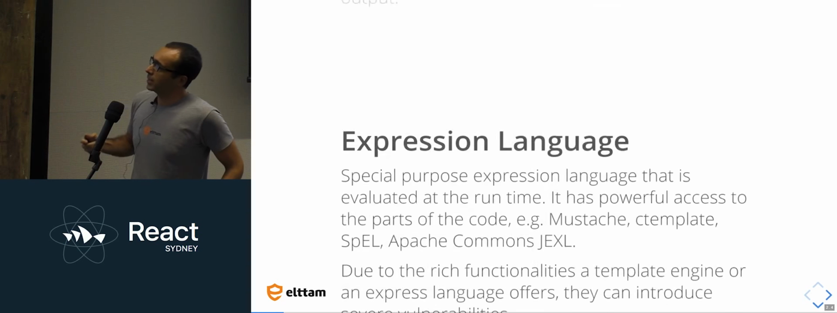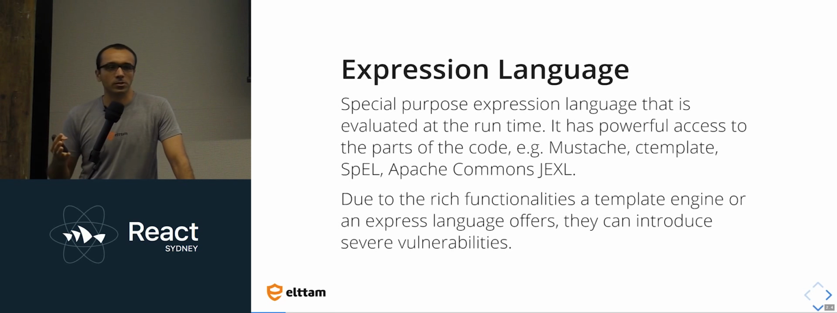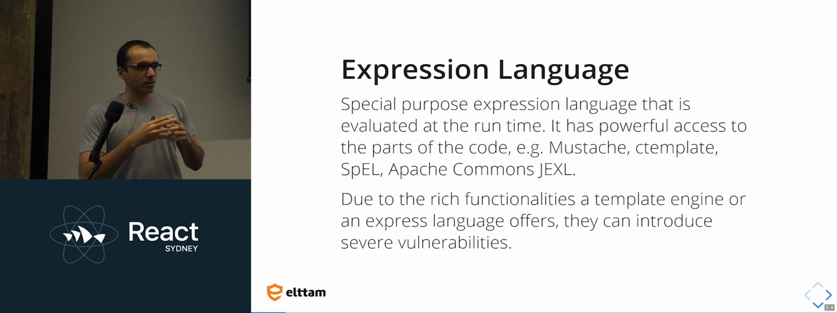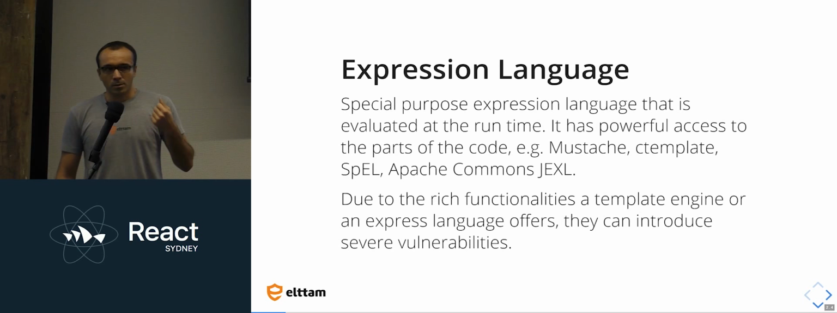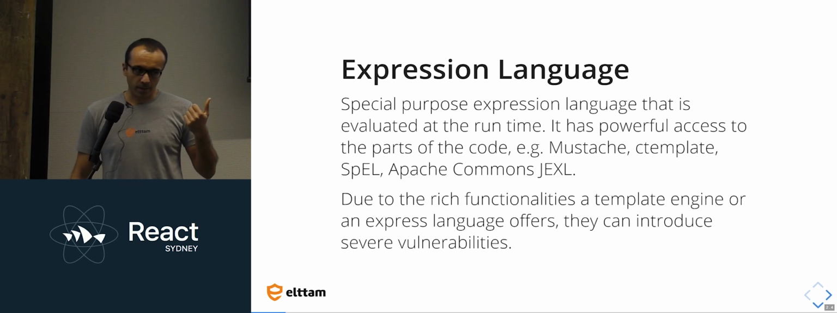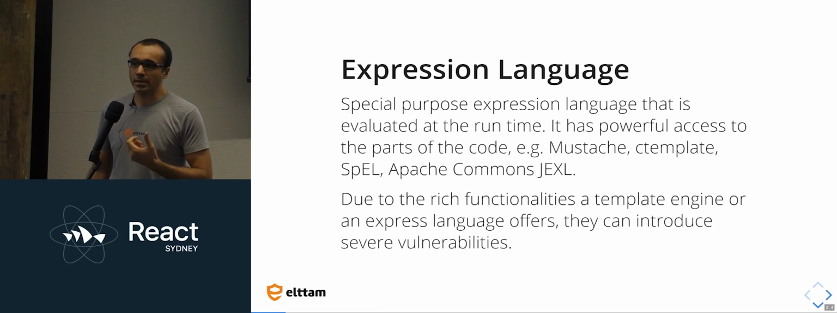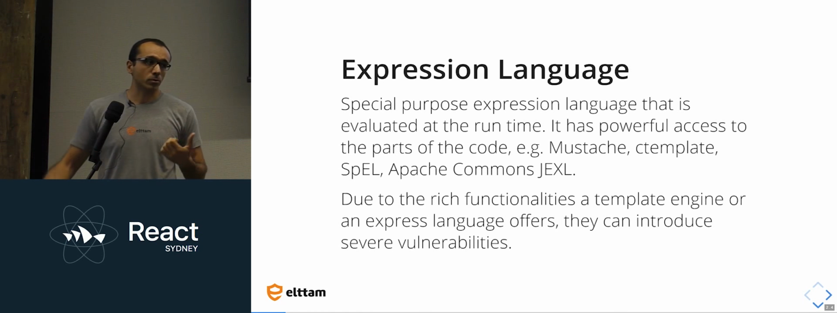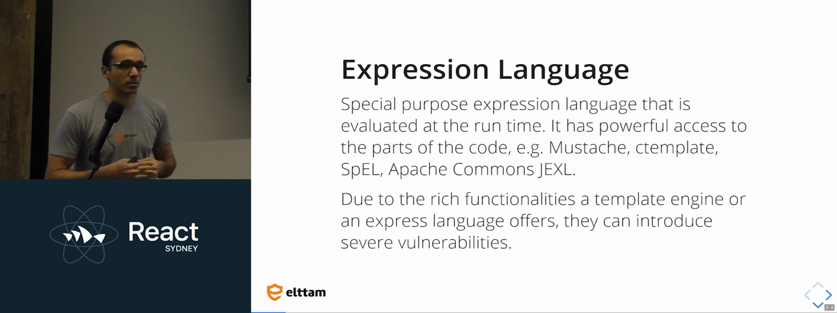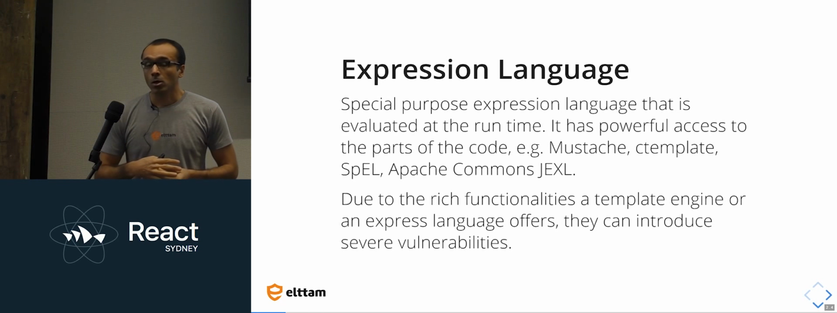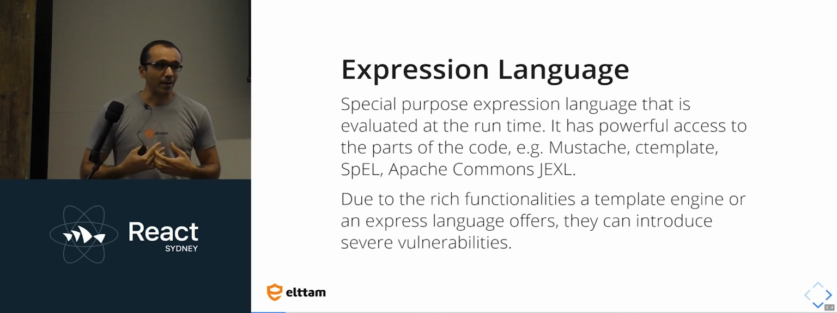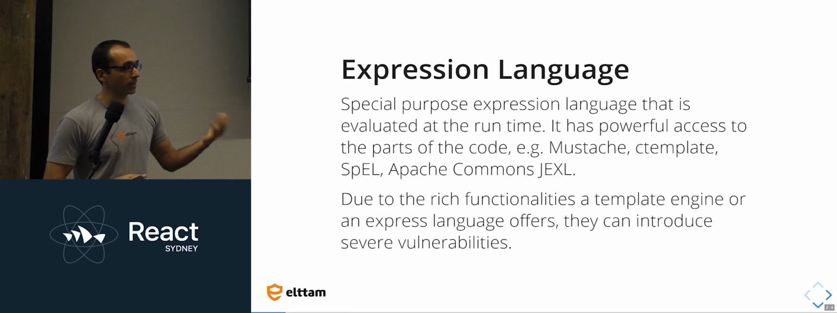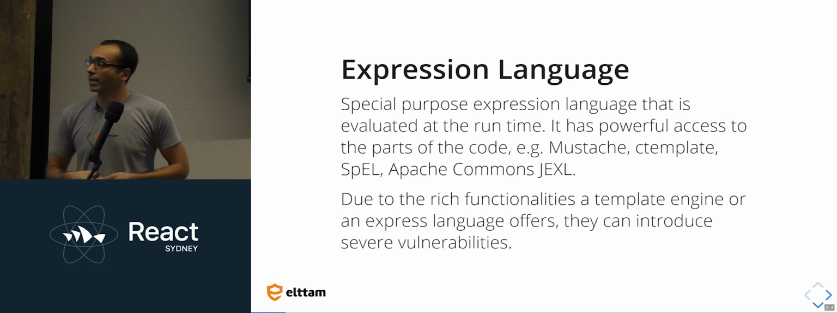Now, by expression language, what I mean is a special-purpose expression language that has quite a high level of access to the underlying code. These expression languages can access pretty much any libraries and classes that you have defined in your code, and also any number of objects that store maybe some user secrets. They have access to that as well. Although these expression languages are only used to display something on a front end, we're going to see in a demo what happens if an attacker uses them to extract the user's secrets.